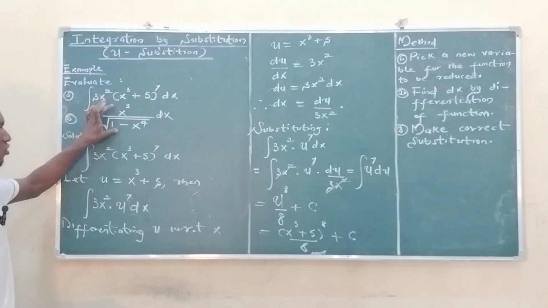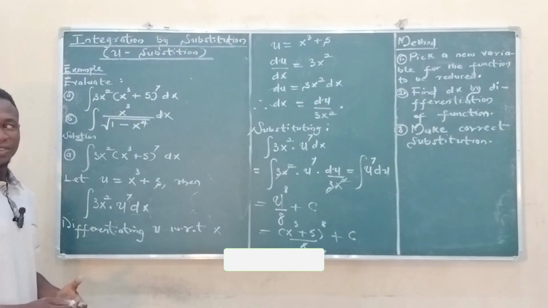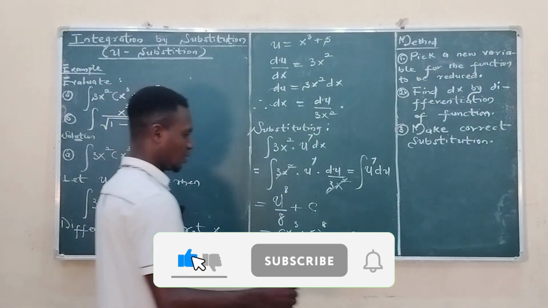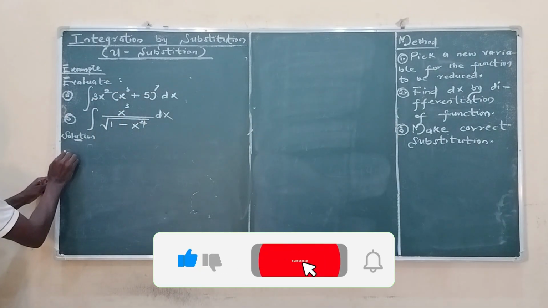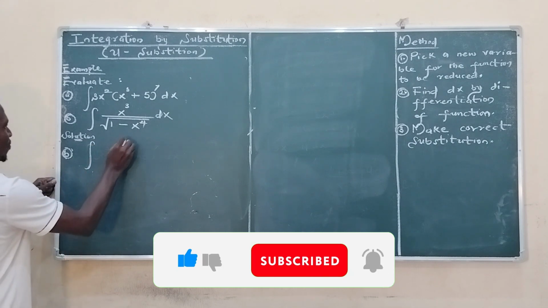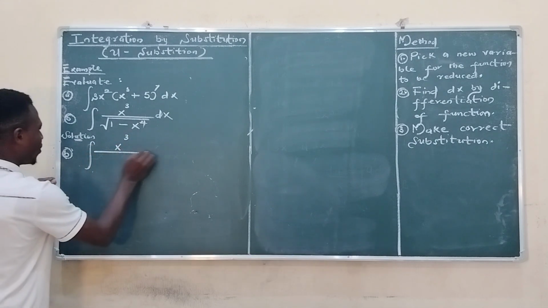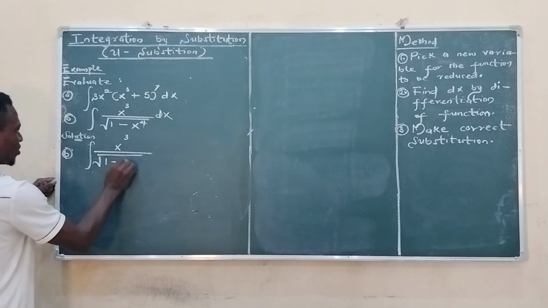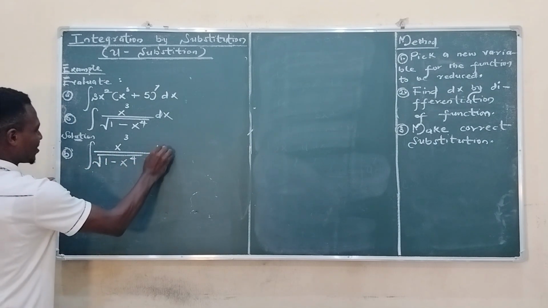So we're going to work on this one so that we can stabilize our understanding on the concept of the use of the substitution method. Now, we have b is given by the integral of x raised to the power of 3 all over the square root of 1 minus x raised to the power of 4 dx.